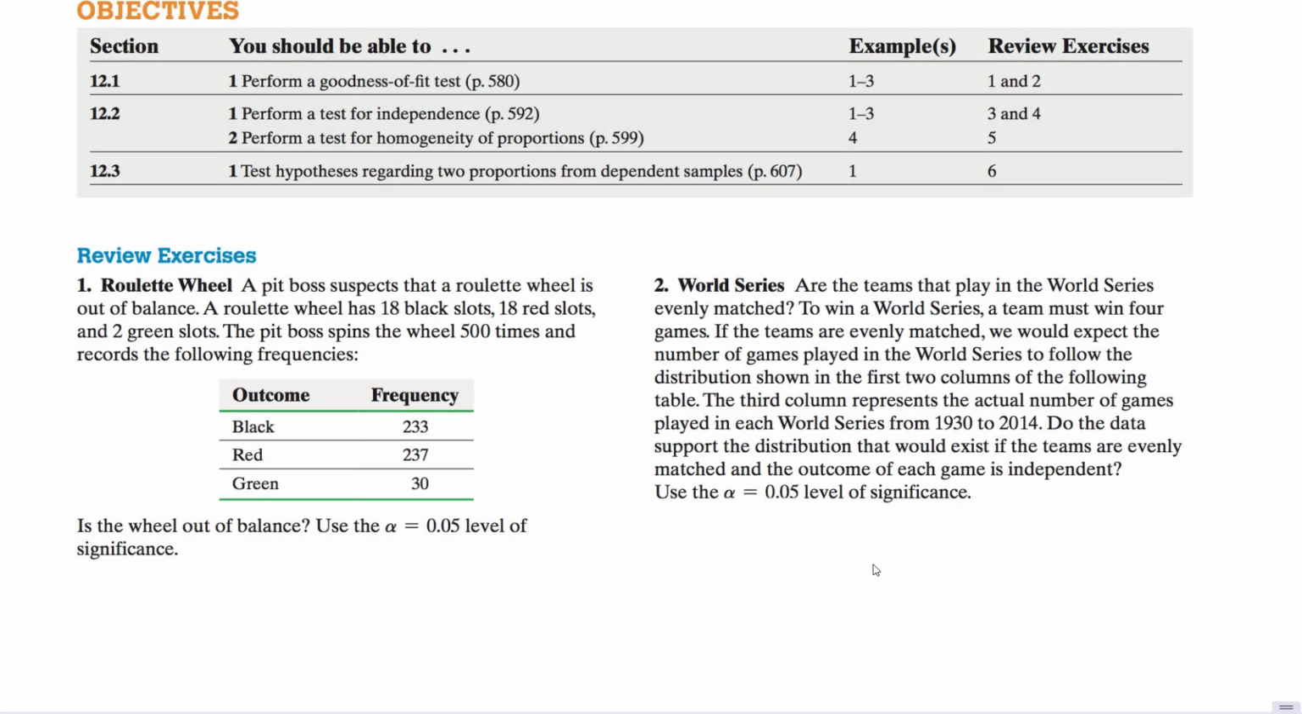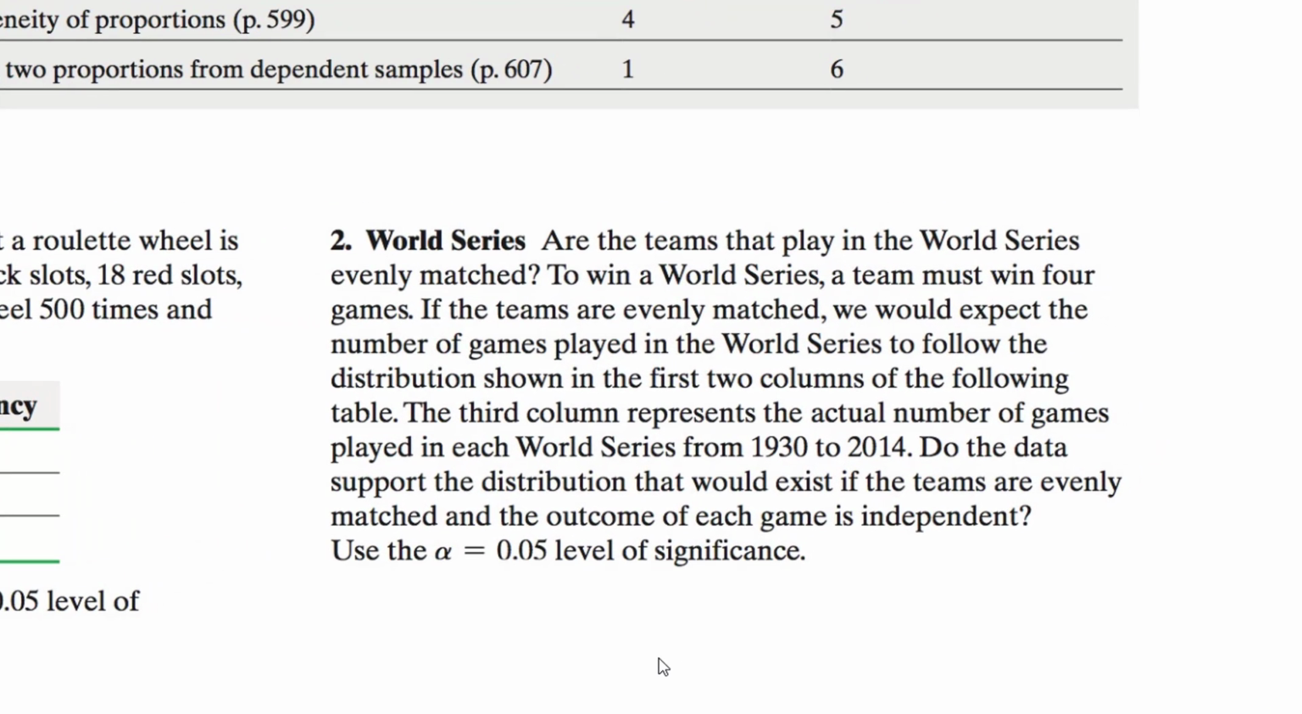Let's look at a little bit more subtle example of a goodness of fit test in action. For this one, we're going to use problem number 2, which is visible on the screen in front of you, and it reads as follows. World Series. Are the teams that play in the World Series evenly matched?